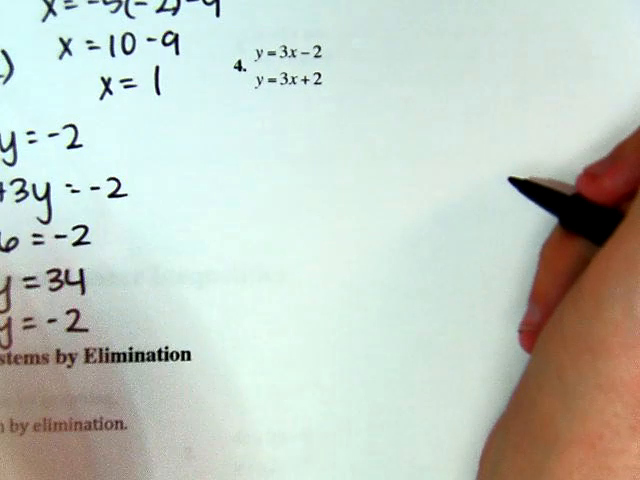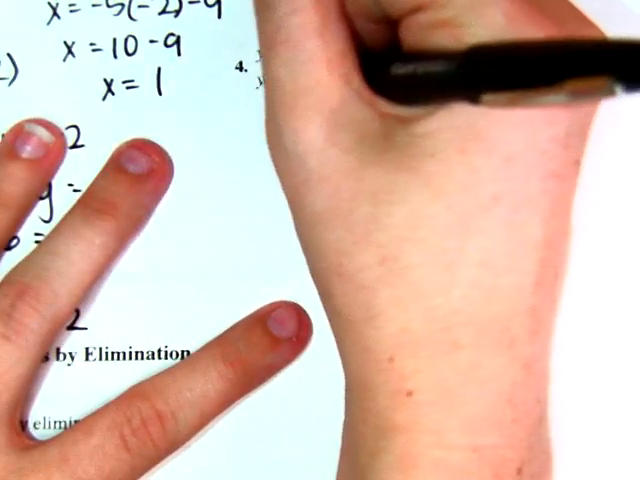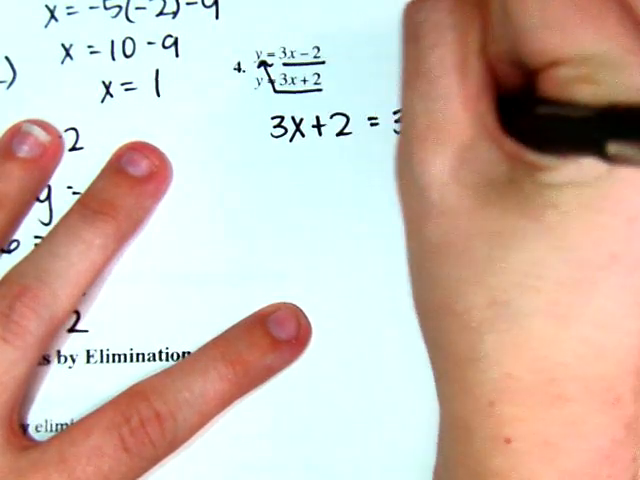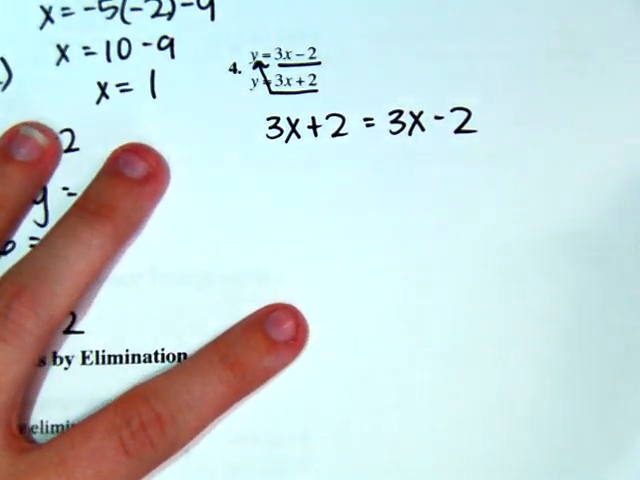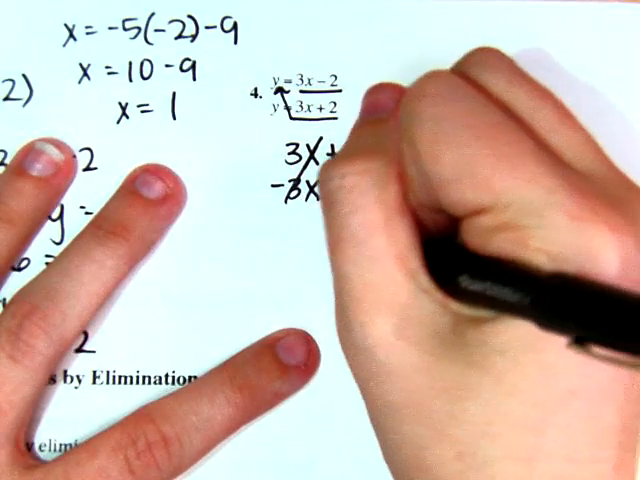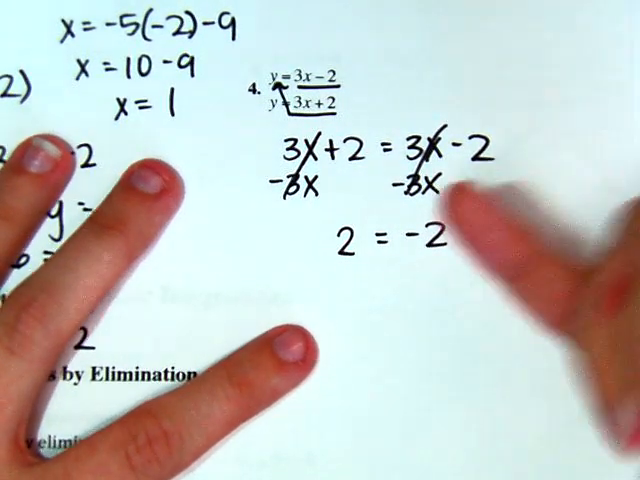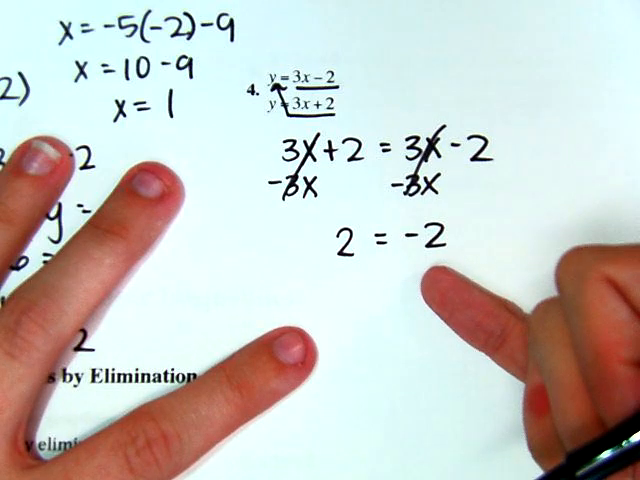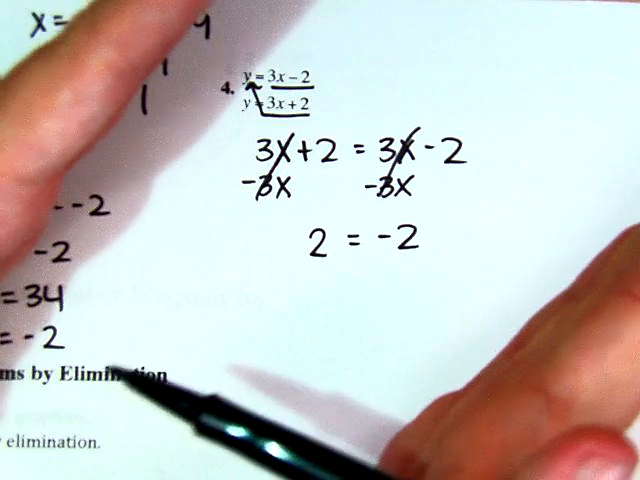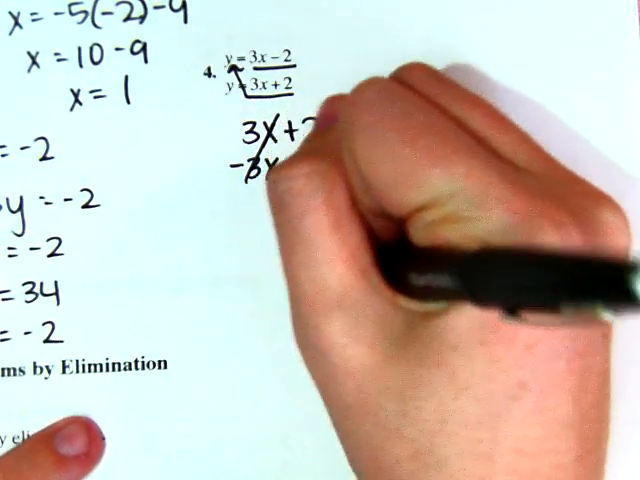Okay, last one. y equals 3x minus 2 and y equals 3x plus 2. So I'm going to substitute this in for that y right there. So I got 3x plus 2 equals 3x minus 2. And when I subtract 3x over, they both go away, so I have 2 equals negative 2. And this is where you've got to say, does 2 equal negative 2? No. So this is one where they're parallel, so they have the same slope, and so they're never going to intersect, so this would be no solution.